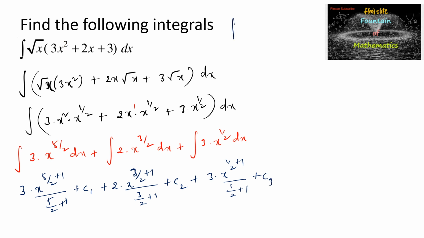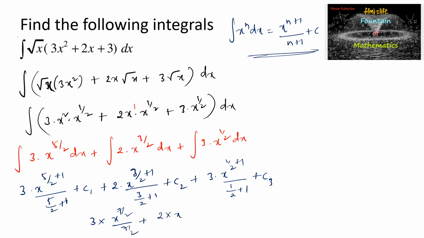Since we know that integral x to the power n dx is equal to x power n plus 1 upon n plus 1 plus an integral constant c, here we can write 3 into x to the power 5 by 2 plus 1, which is 7 by 2, divided by 7 by 2, plus 2 into x to the power 3 by 2 plus 1, which is 5 by 2, divided by 5 by 2, plus 3 times x to the power 1 by 2 plus 1, which is 3 by 2, divided by 3 by 2, plus all constants c1, c2, c3 put together as one constant c.